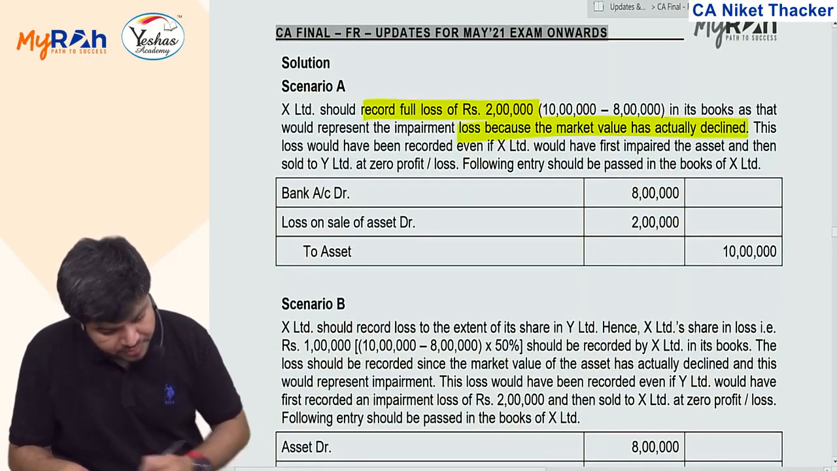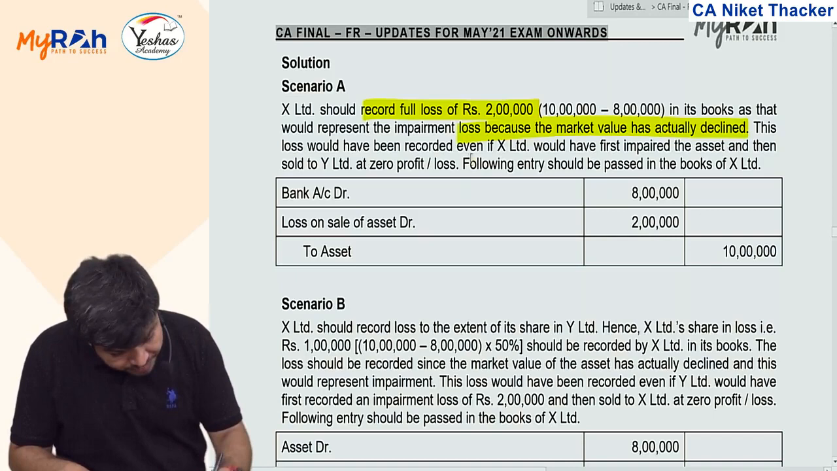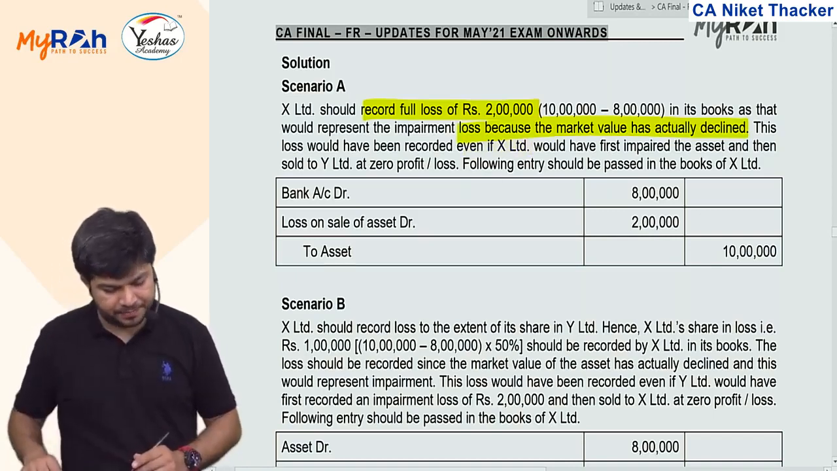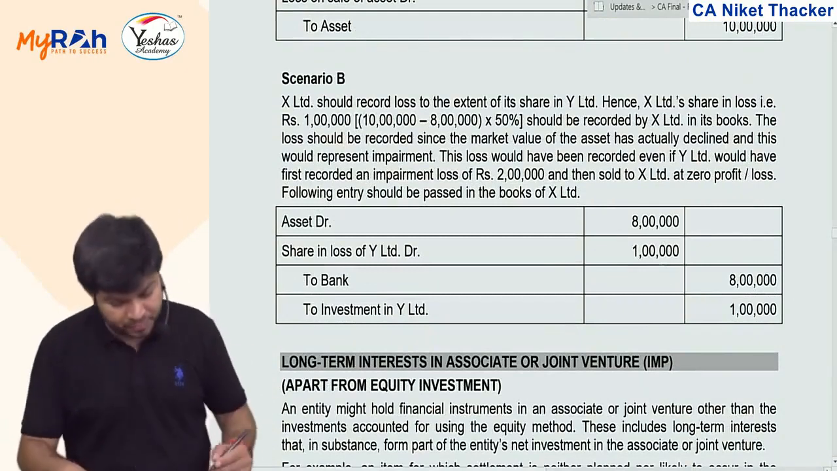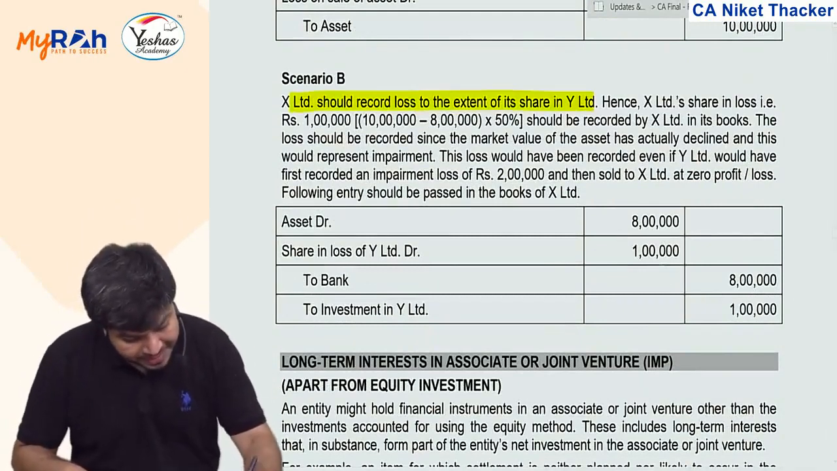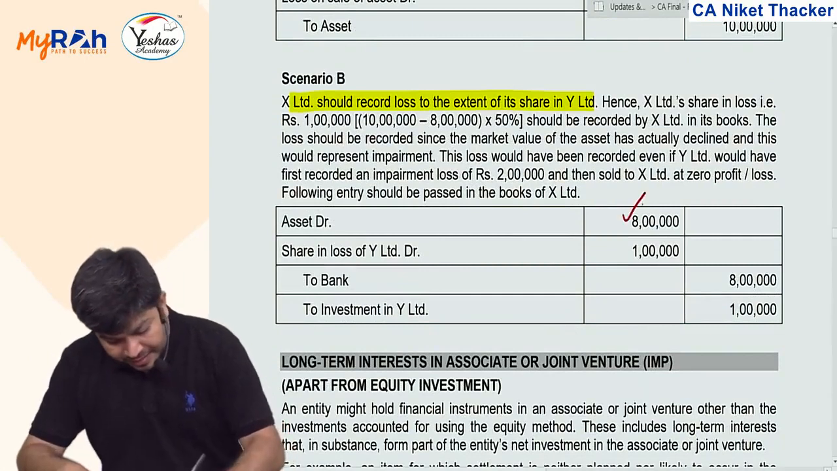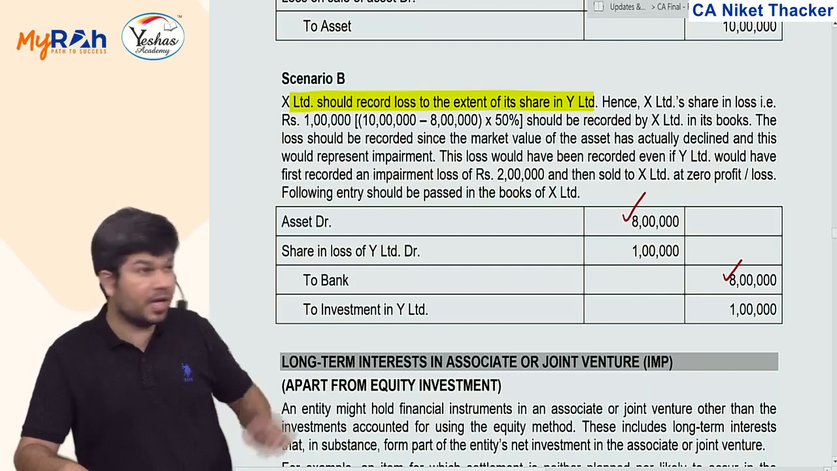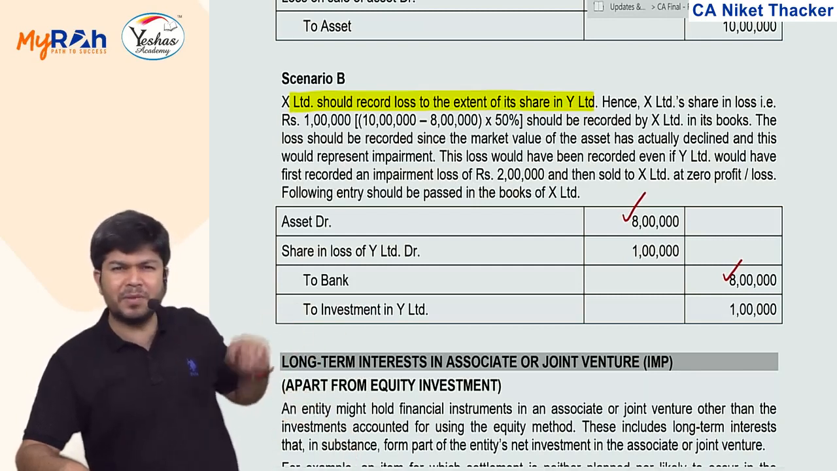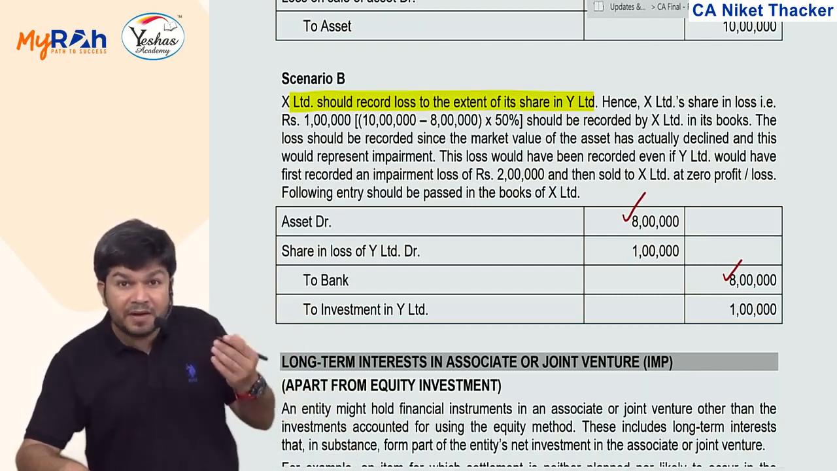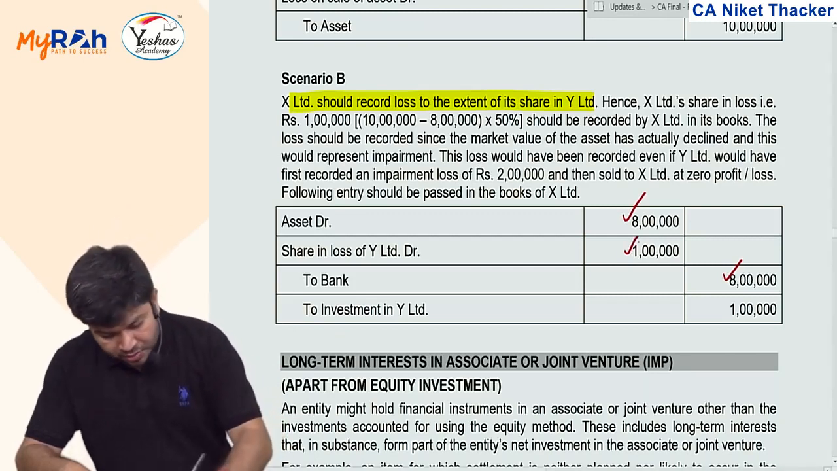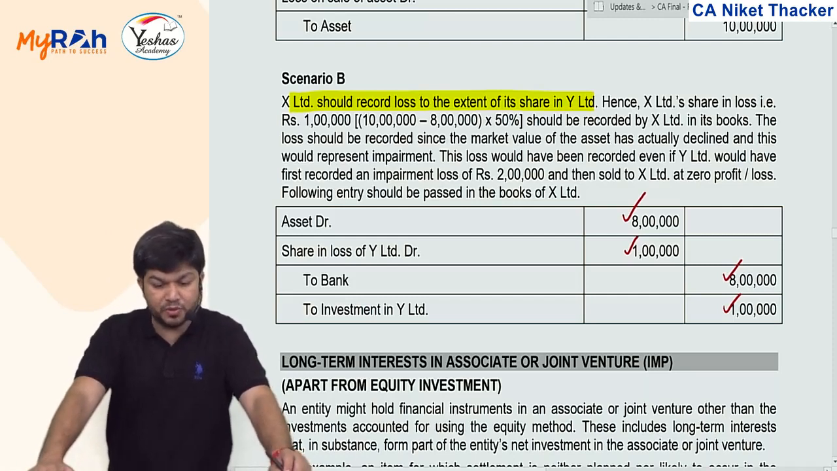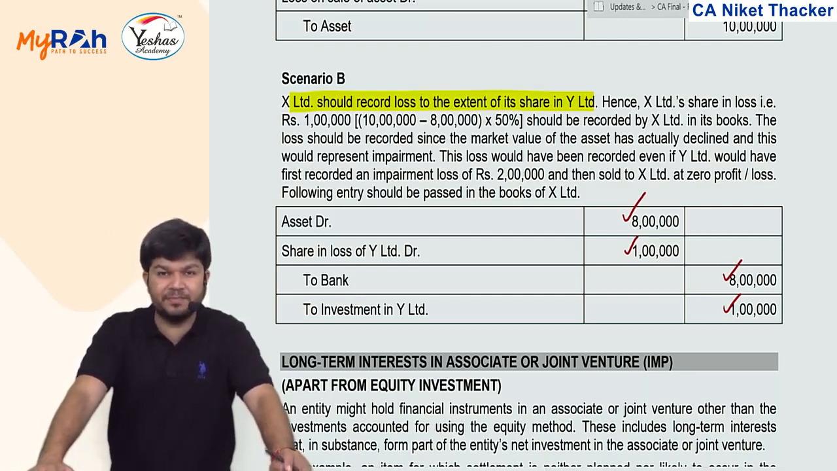Okay. So first wala case is you record a full loss, because the market value has declined. This would have come even if X would have not sold, it's impaired, the 2 lakh ka loss would have come. But if they sold, to record your share of loss, you buy an asset. Asset to bank 8 lakh. Now JV sold to you, JV में वहाँ पे 2 lakh का loss, half comes to you. So share in loss to investment in JV.